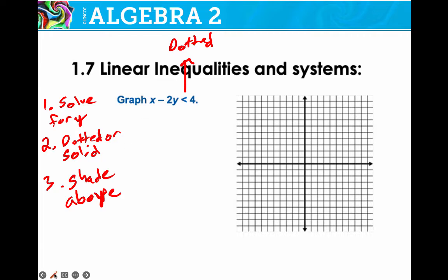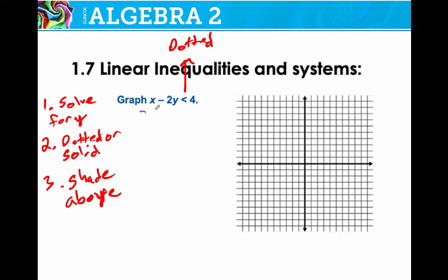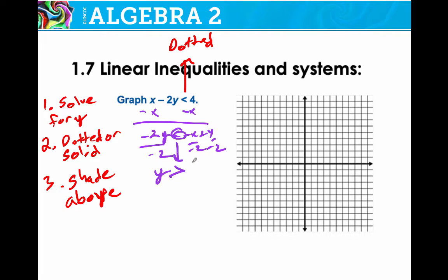So if I'm solving this for y, I'll move the x over. Negative 2y is less than negative x plus 4. Divide by negative 2, divide by negative 2, divide by negative 2. Be very careful. I have to switch that to a greater than. And then it's 1/2 x minus 2.